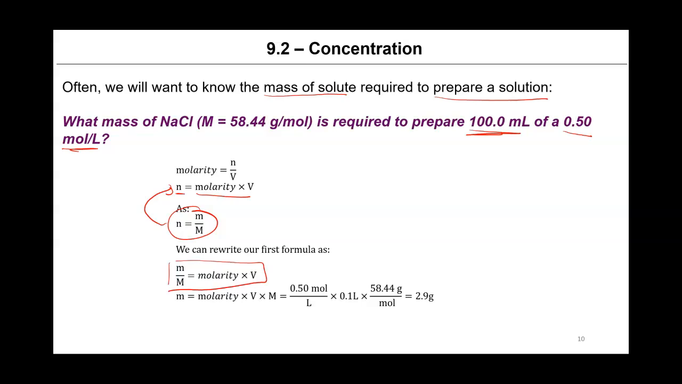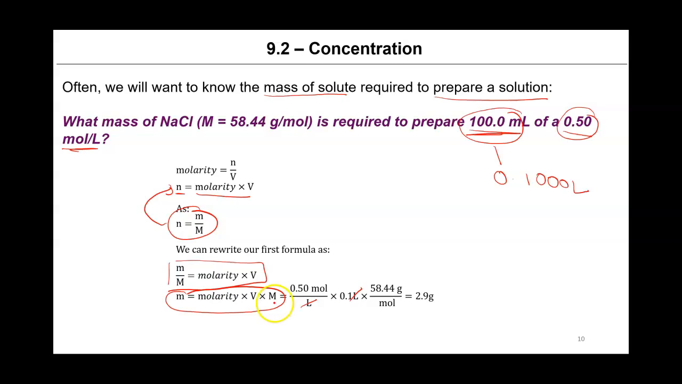Now I'm going to multiply both sides by the molar mass, and that leads me to this formula here, which says that the mass of solute is equal to the molarity times the volume times the molar mass. So my molarity is 0.5 moles per liter. My volume, because I have 100 milliliters, that's the same as 0.1 liters. So there we go, molarity times volume gives me moles.